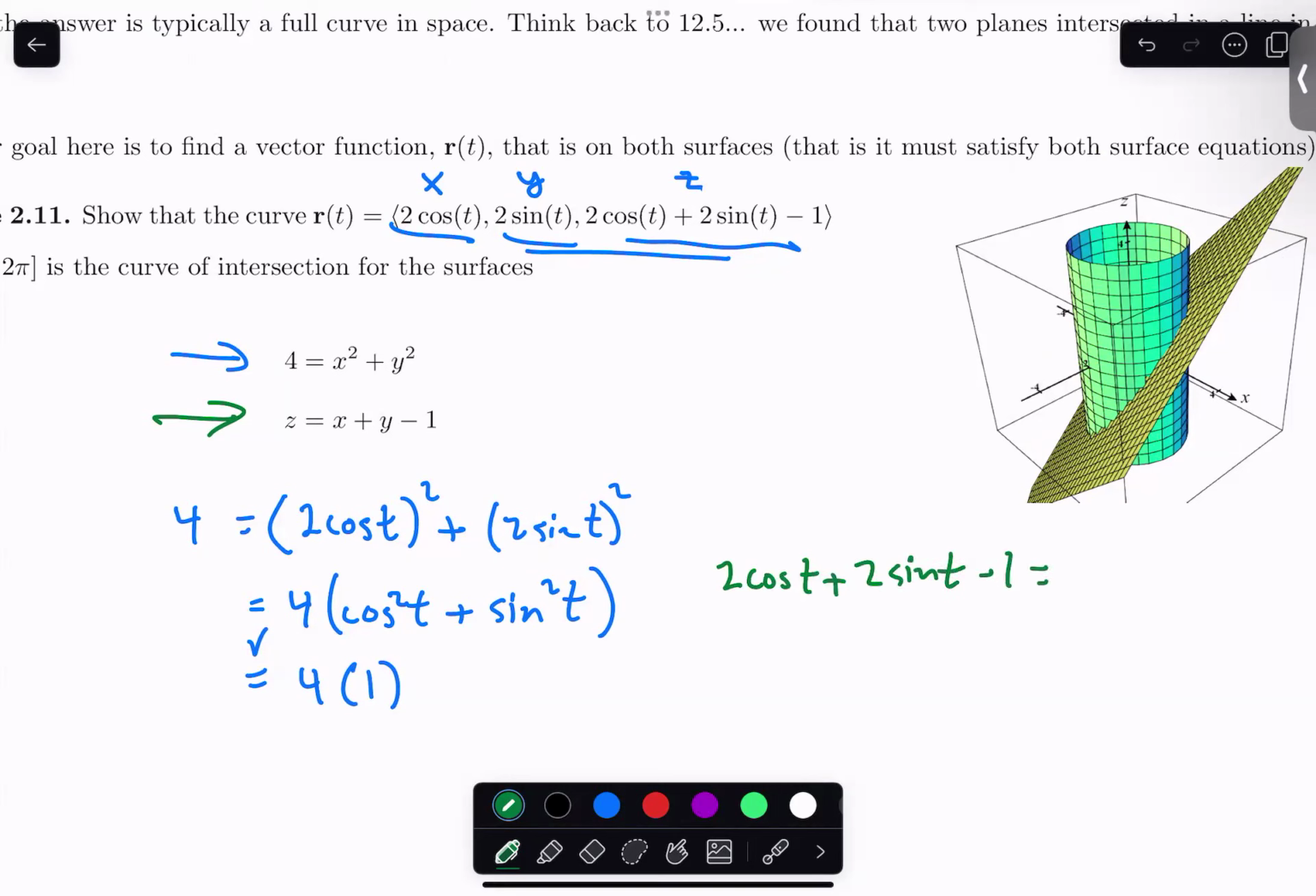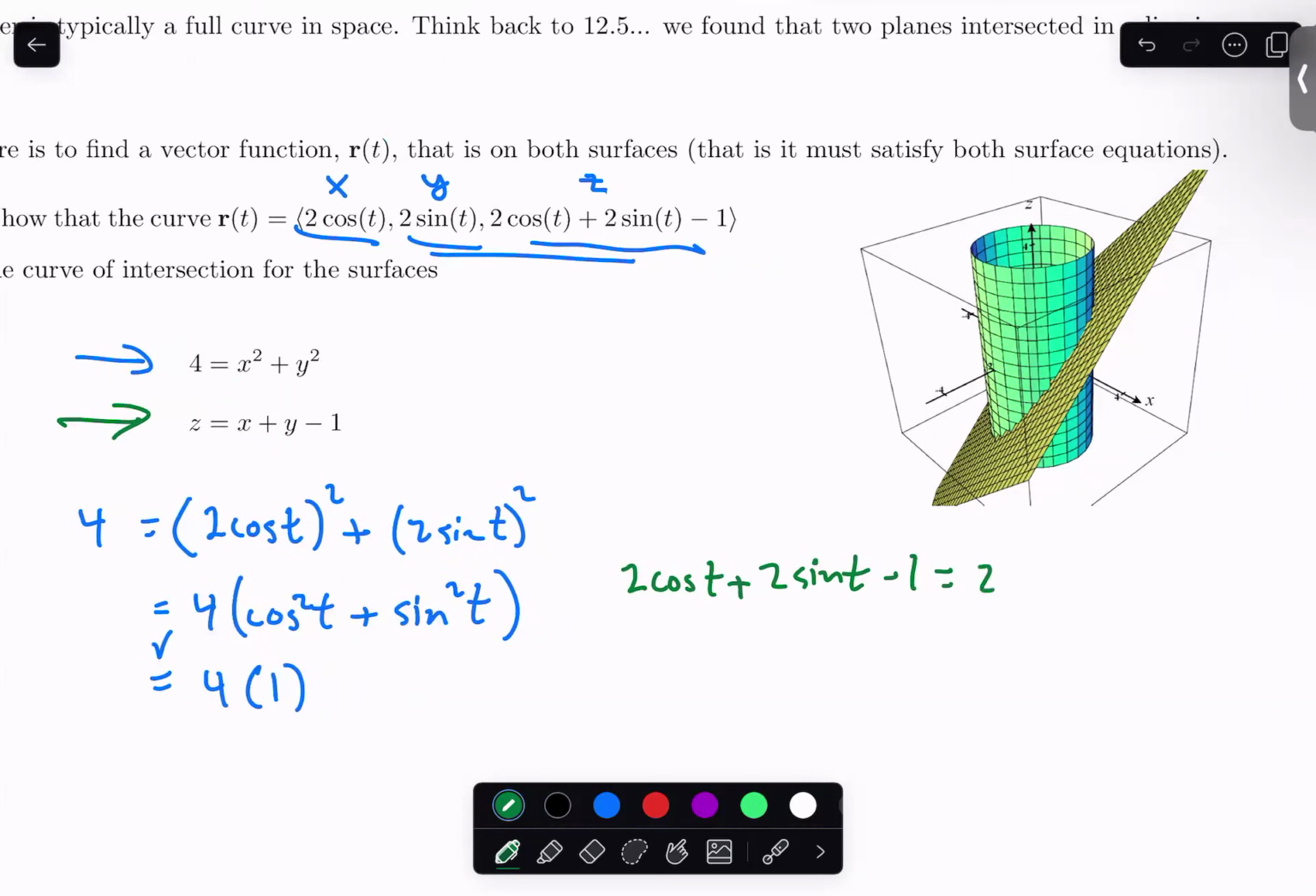And then on the right-hand side, I have x plus y minus 1. Okay, well, it looks like the left side is exactly equivalent to the right side. So yes, this also satisfies that second surface equation. So it satisfies both surfaces, and therefore it is this curve of intersection.